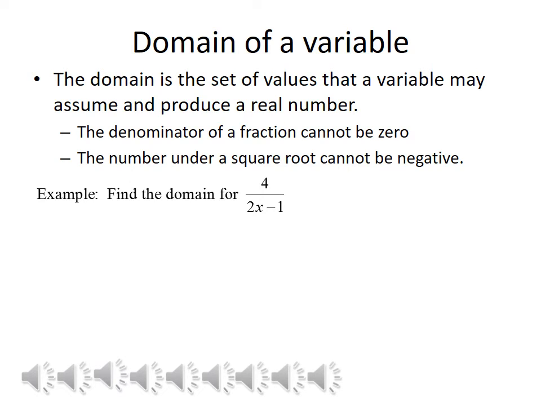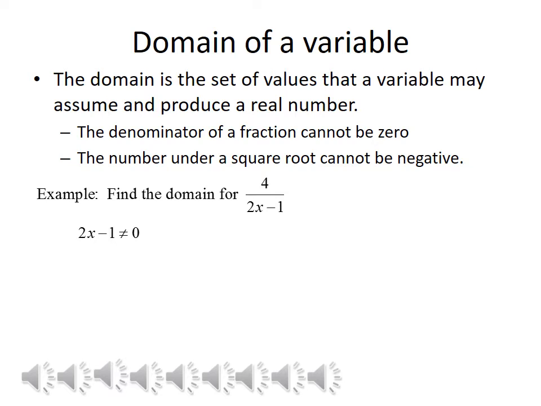So, as an example, we want to find the domain for 4 divided by 2x minus 1. Well, remember, the denominator of the fraction can't be 0, so that's what we're going to use to find out what the domain can be. The domain will be all numbers as long as the denominator is not 0.